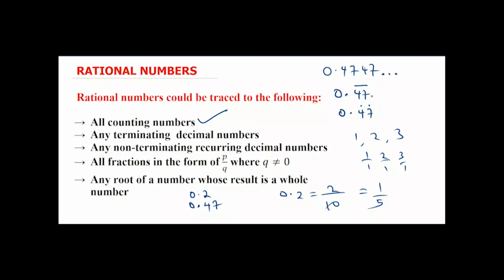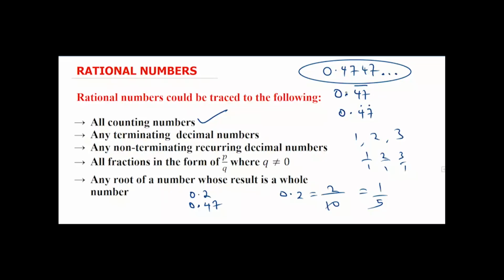These are non-terminating. What makes them non-terminating is the fact that they do not stop. And what makes them recurring is that we have repeated digits. It could be 1 repeated digit, 2 repeated digits, 3 repeated digits, and so on and so forth. A decimal number of this type is referred to as a rational number. You can watch out for my videos on how to write non-terminating recurring decimal numbers as a decimal fraction.